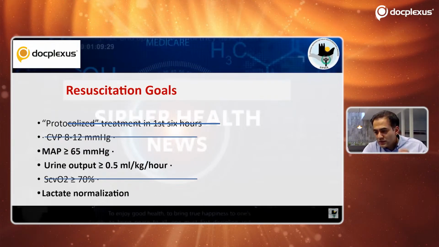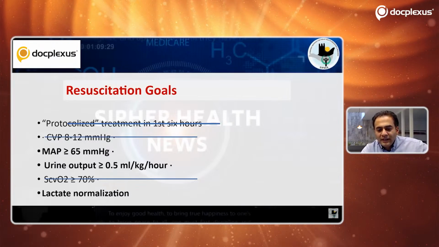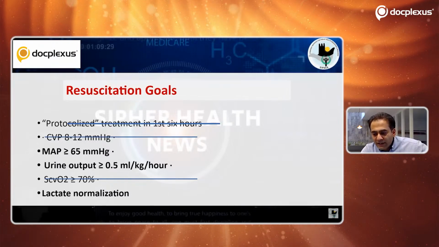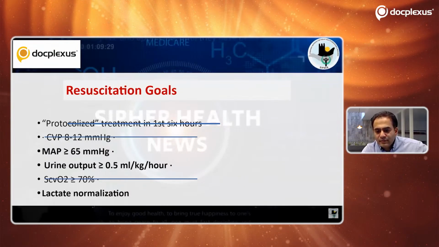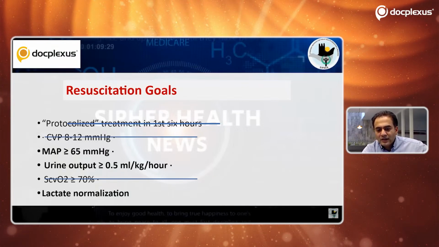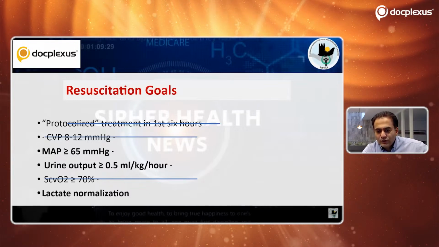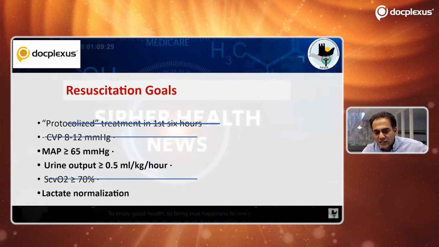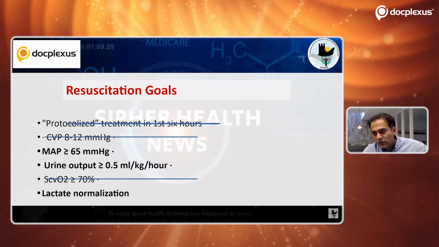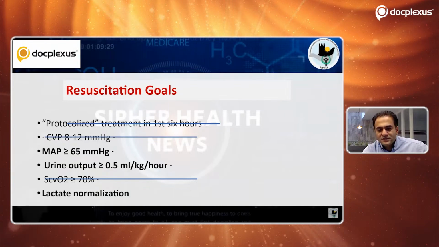Now the resuscitation goals have changed after these three trials. So we are in the Surviving Sepsis bundles that they have given. We are not using CVP now, because we are not putting a central line in all the patients. And also we are not looking at ScvO2 values. What we are looking at now is a mean arterial pressure of more than 65, maintaining a good urine output of more than 0.5 mL per kg per hour. And also, if we have ABG, we look for lactate normalization as well. So these are the goals we look at right now in patients with sepsis.